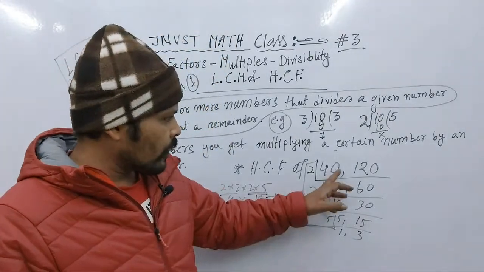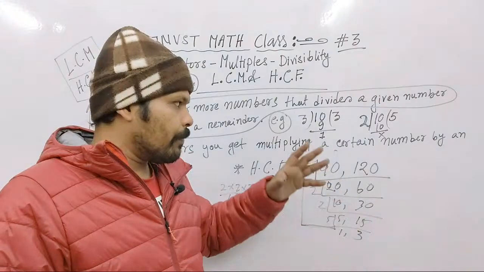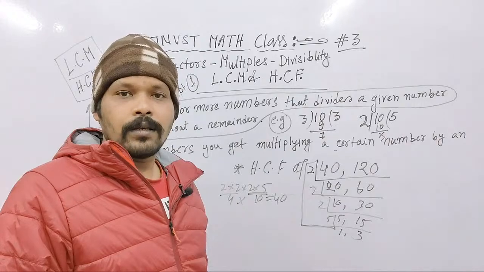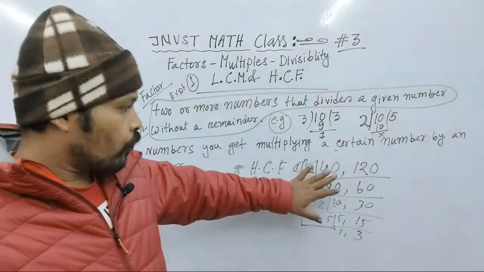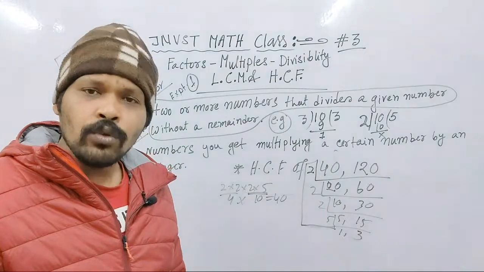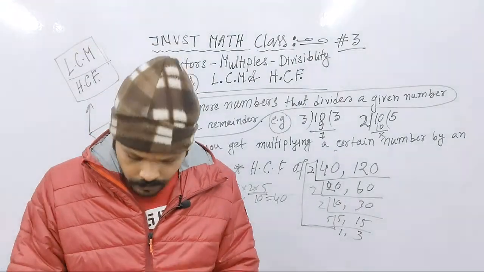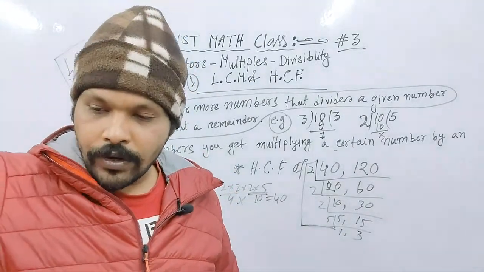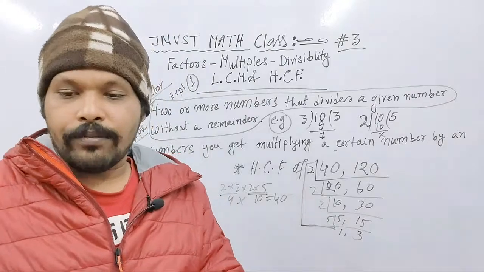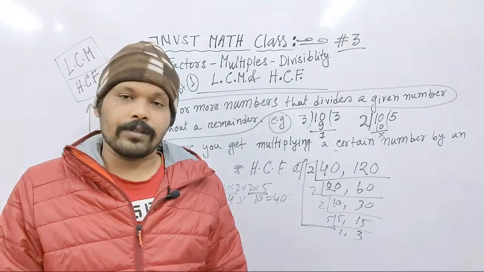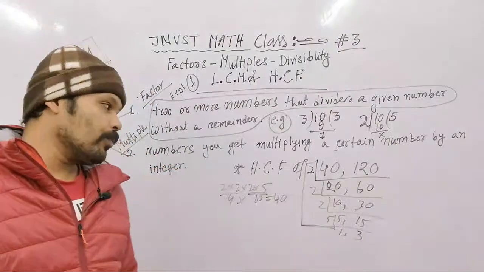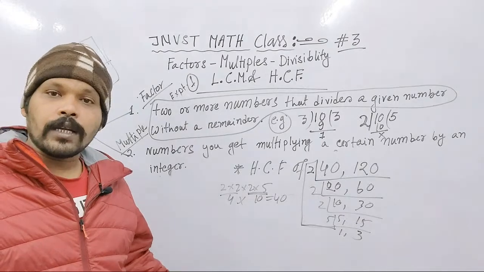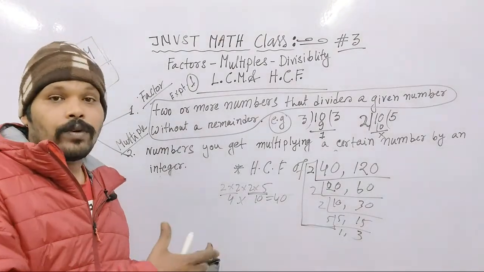So the numbers are 40 and 120. I didn't tell you that the numbers are 40 and 100 and 120. I just told 40 and 120. I have told you just two numbers, only two numbers. So there the HCF will be 40. Easily, without wasting time, we can find out this one.